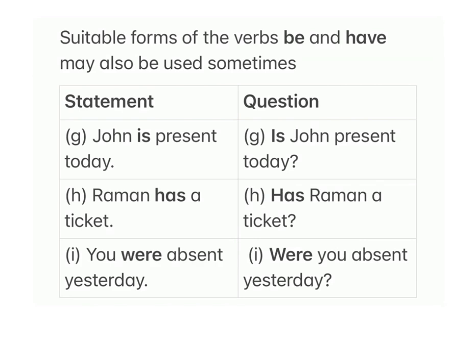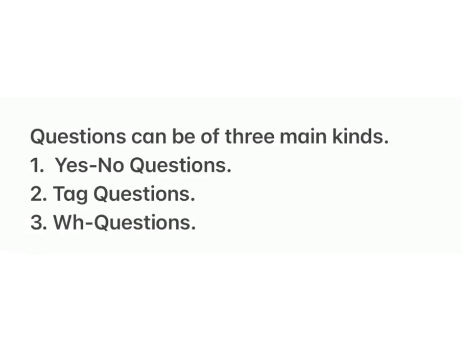Suitable forms of the verbs be and have may also be used sometimes. Statement, question. G. John is present today. G. Is John present today? H. Roman has a ticket. H. Has Roman a ticket? I. You were absent yesterday. I. Were you absent yesterday?